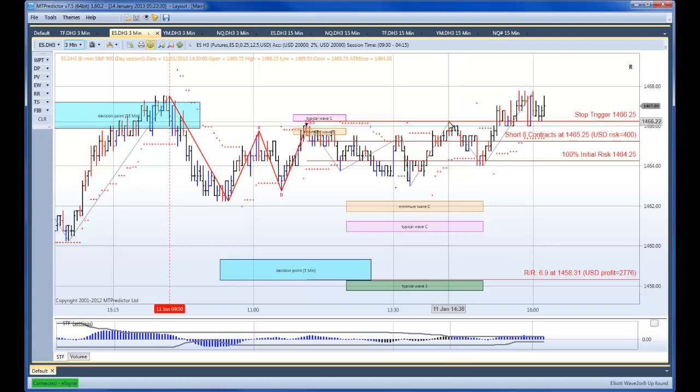So the question being is it worth taking a -1R loss, one risk unit, for a potential profit, in this case of 6.9, or almost 7 times the initial risk? In other words, if this trade had unfolded, it would have made a profit of approximately $2,700, which is approximately 7 times the initial risk.